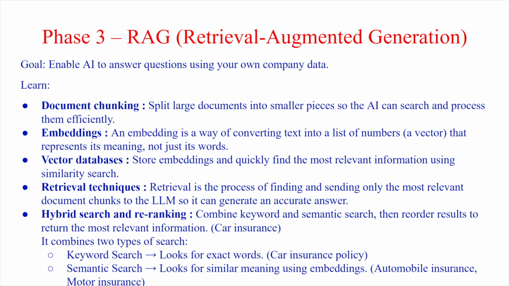Last comes the hybrid search and re-ranking, where we combine the keyword and the semantic search. Keyword search is the exact word you look for, for example, maternity policy. The semantic search is where you look for similar meanings using embeddings, for example, to-be mom policy, to-be father policy, paternity policy, and so on. This is where you combine your keyword and semantic search to give the best result possible.